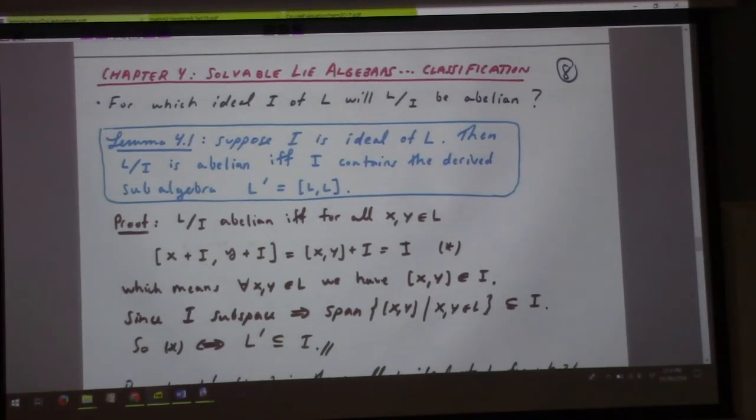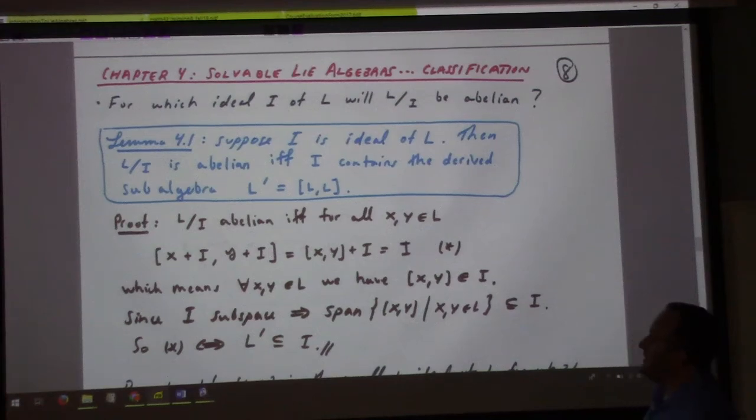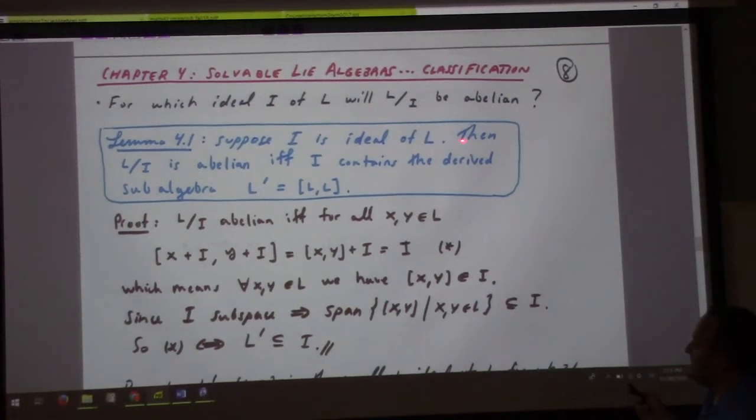Next up, you start talking about solvable Lie algebras. The question about a solvable Lie algebra is, what does it take to make the quotient by the ideal abelian? So this lemma says, if I is an ideal of L, then L mod I is abelian if and only if I contains the derived subalgebra. So the derived subalgebra, L prime, is the bracket of L with L. And this is the lemma that makes everything happen.